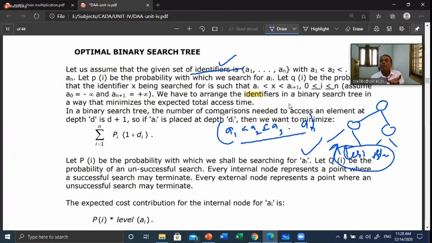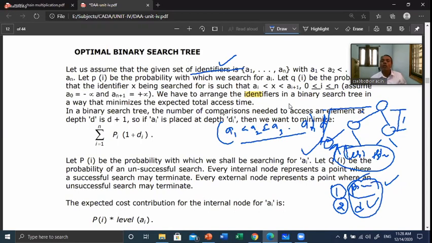The time taken to search the element depends on two parameters. The first parameter is the probability of searching, and the second parameter is its height. For example, for this element you require one height, and for this element you require two height. That means its depth, its height or depth. That means the probability of that searching element and its depth. It depends on these two parameters.